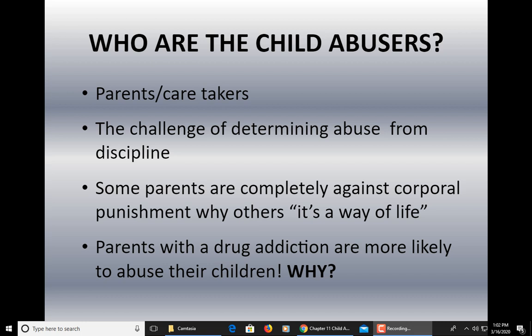So the subjectivity of how much force to use is a way of life for some, and others, again, like I said, people won't use it at all. And what about people who use drugs? Do you think that affects their rationale on whether to use corporal punishment? Do you think they may have more issues that may cause them to use more physical force? So individual perspectives like drug addiction can be a factor in physical abuse.